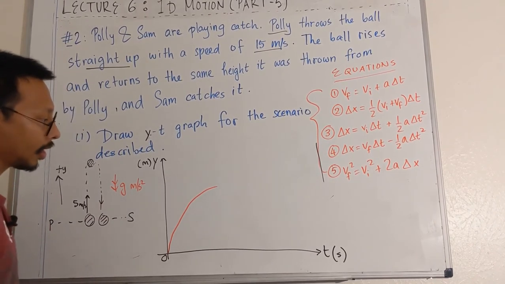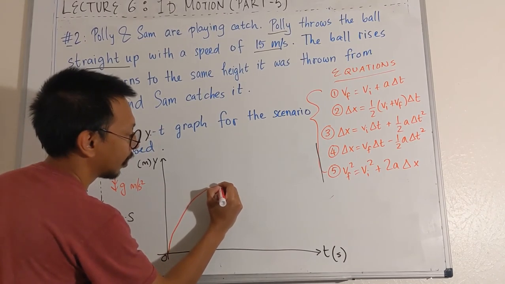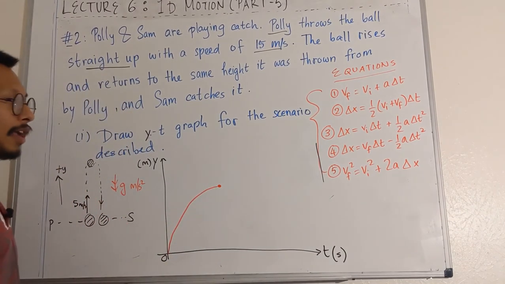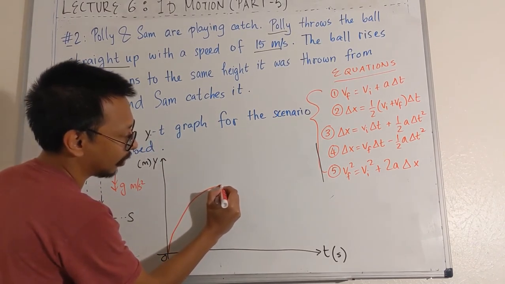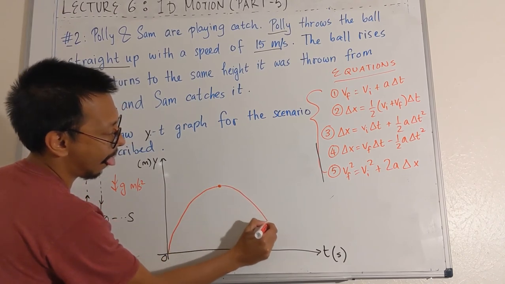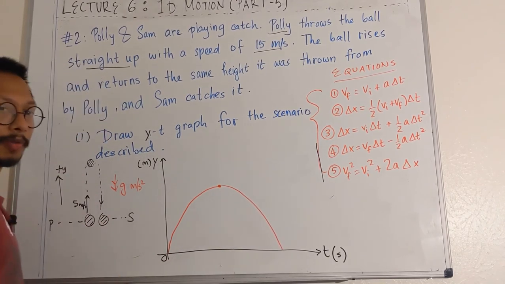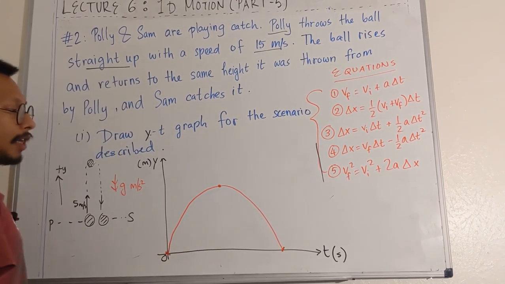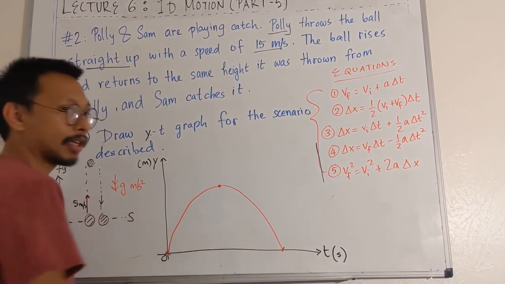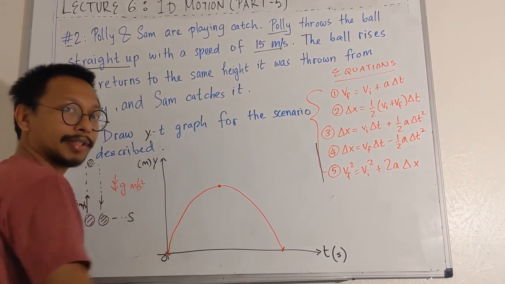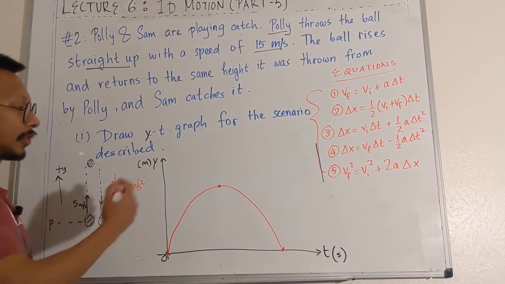Okay, so it flattens out until it reaches its maximum height and then turns back down again. It will turn back down and reach the same height as it was before. So the displacement is actually zero because it went up a height, it came back down the same height. So plus minus 0. Okay, so this is the position time graph for the scenario.